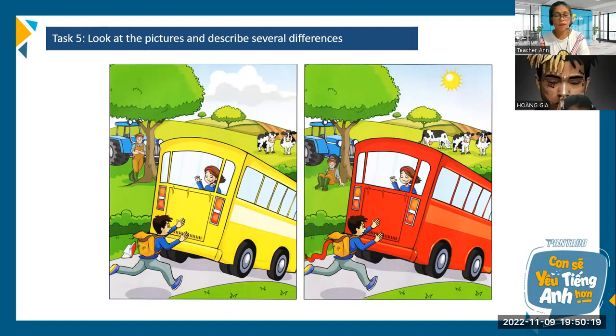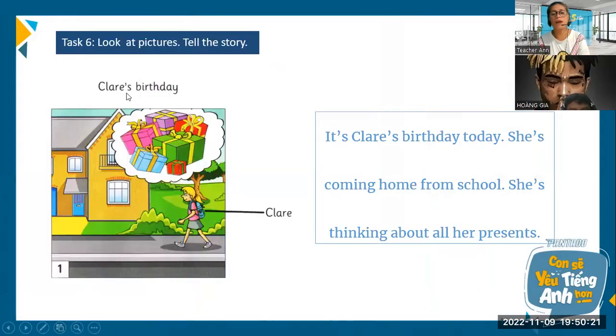Okay, so here, very good, Gia. Great job, Gia. So here, now, Gia, in task six, that's task five. Okay, in task six, Gia, you look at the pictures and tell a story about that. It is Claire's birthday today. She's coming home from school.